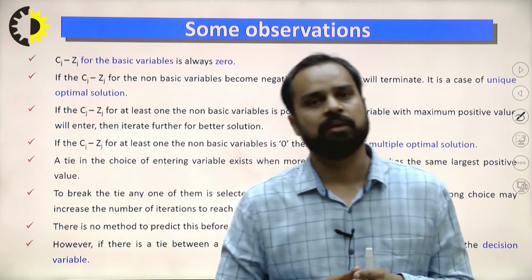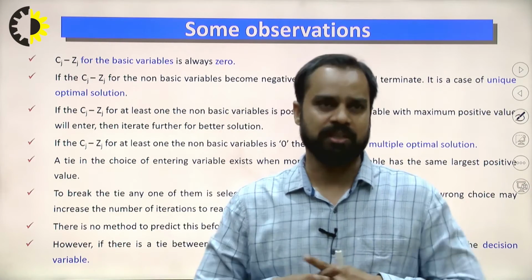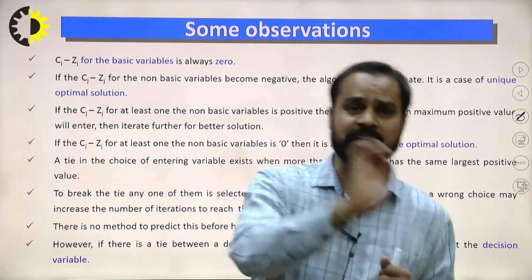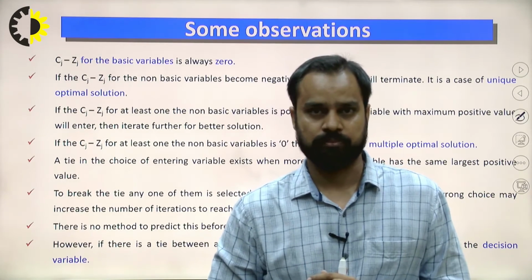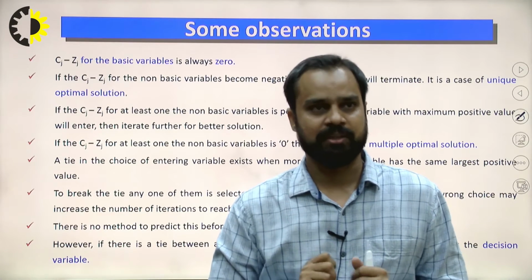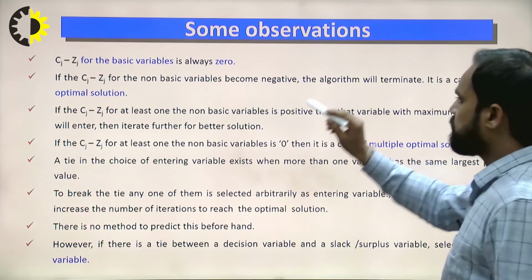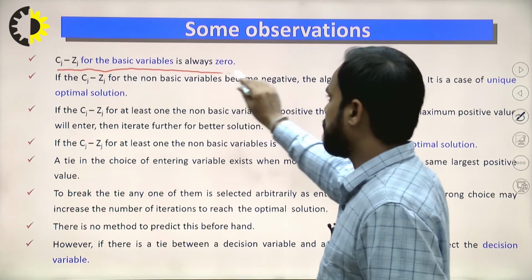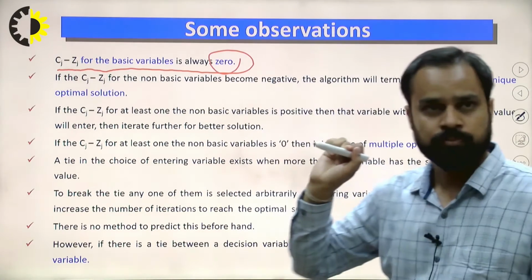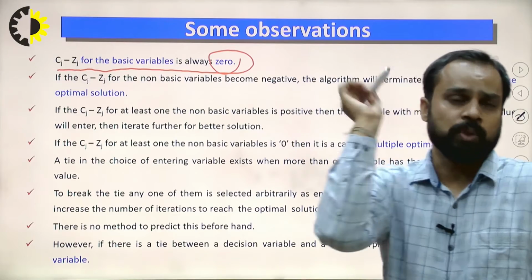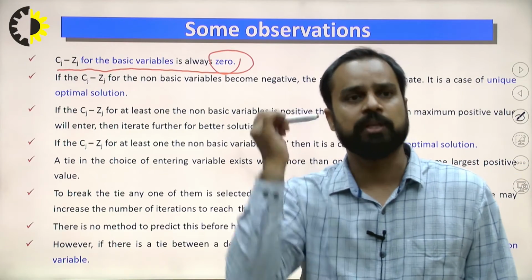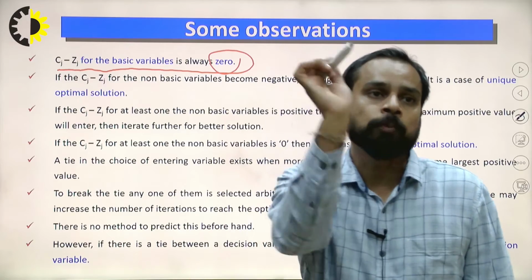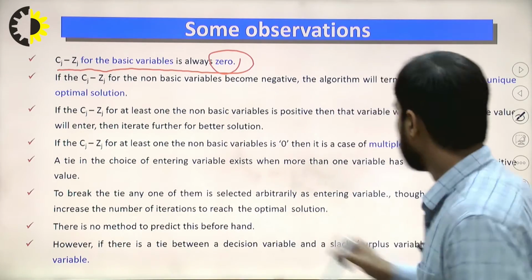Always think, in each and every iteration, the value of Cj minus Zj for the basic variables is always 0. The meaning of this point is that all Cj minus Zj for the basic variables are always 0. Whatever initial basic feasible solution you get, then as you proceed through further iterations, in each and every iteration you can observe this. Just like this, in the last problem I am showing.